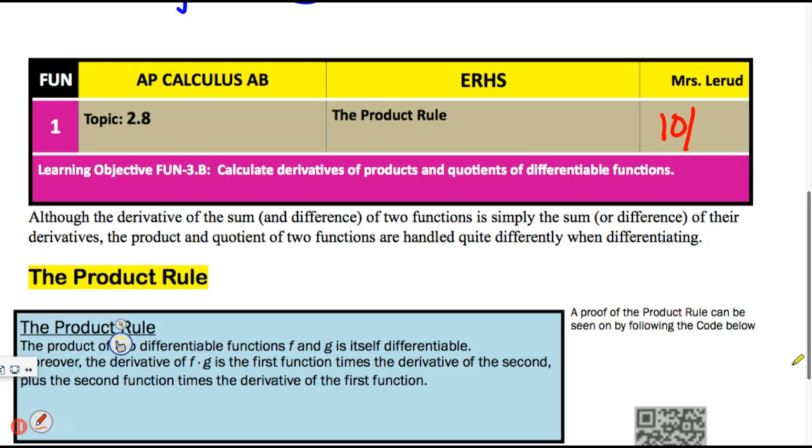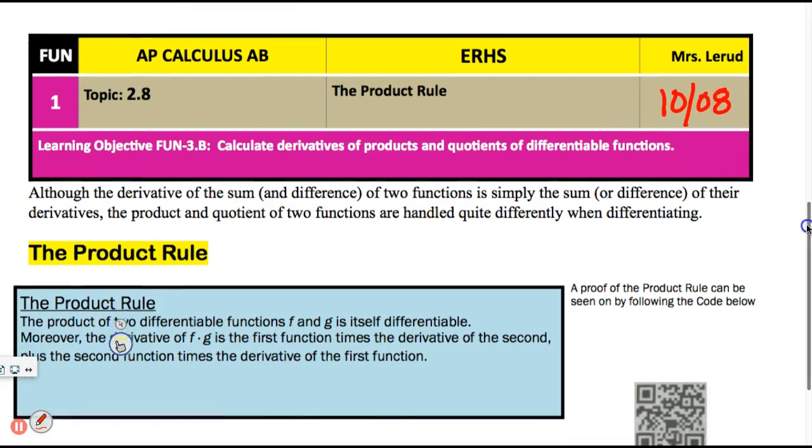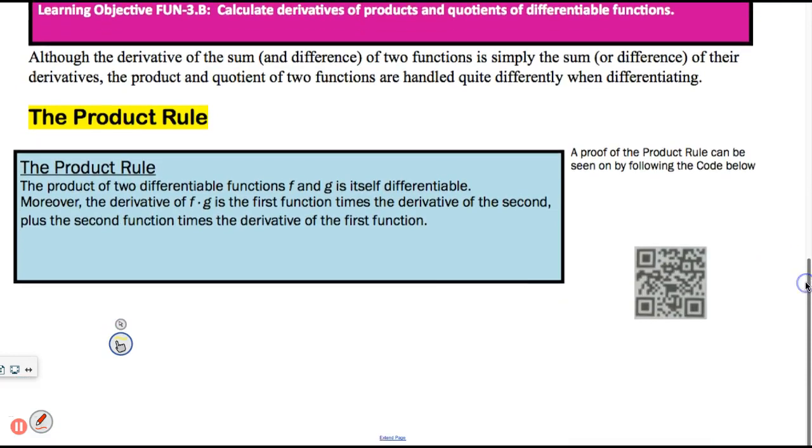So here are some little notes for 10:08 Thursday. Just the first 3 examples of using what we call the product rule. If you would like to see a proof of the product rule, I have the QR code right there.